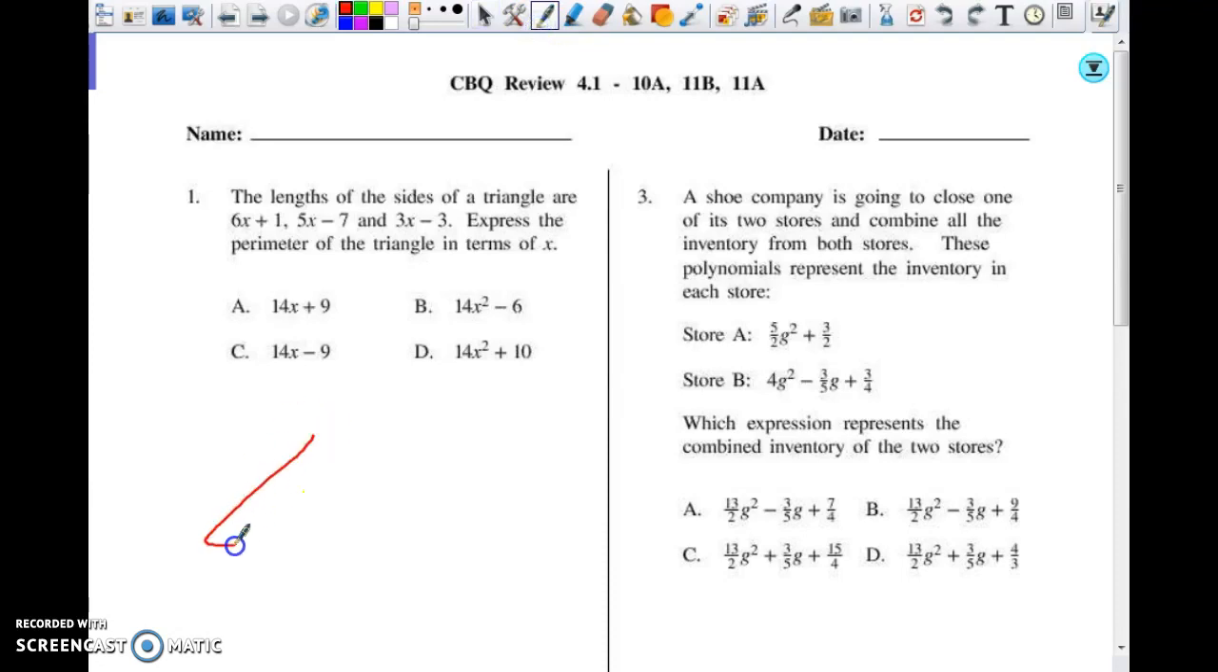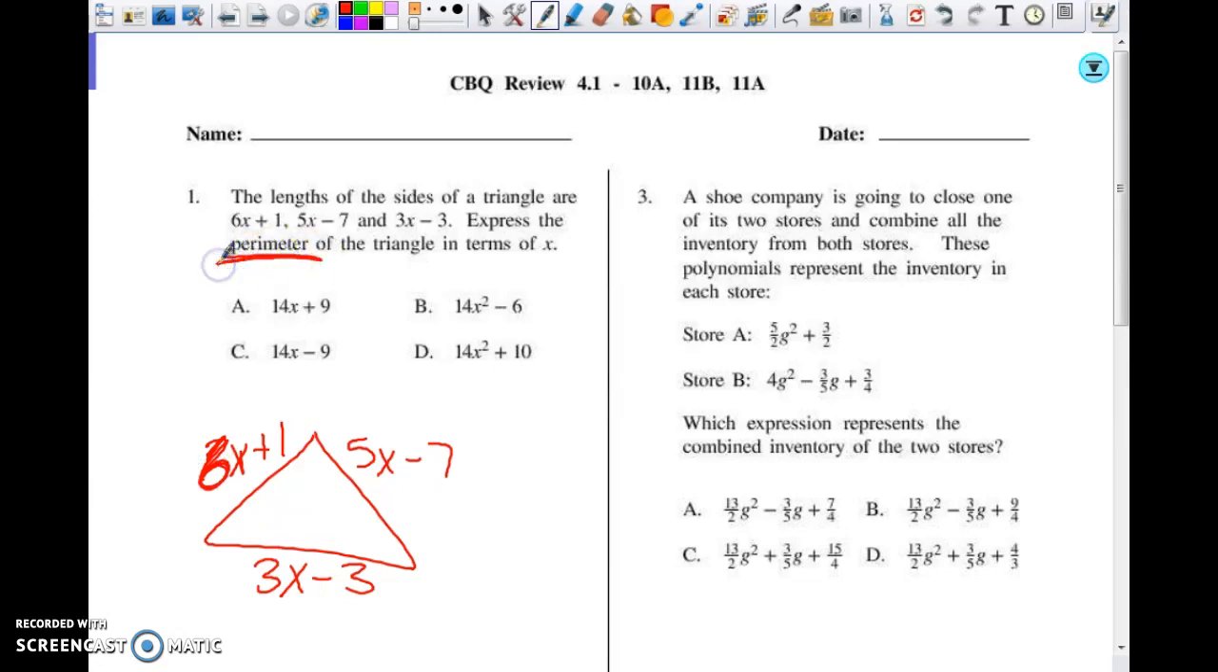So remember, you have this triangle. One of them is 6x plus 1, 5x minus 7, and 3x minus 3. Okay? And they want us to find the perimeter. So what is perimeter? Perimeter is when you add up all the sides. So I got this side and this side and this side, right? So that's 6x plus 1 plus 5x minus 7 plus 3x minus 3.